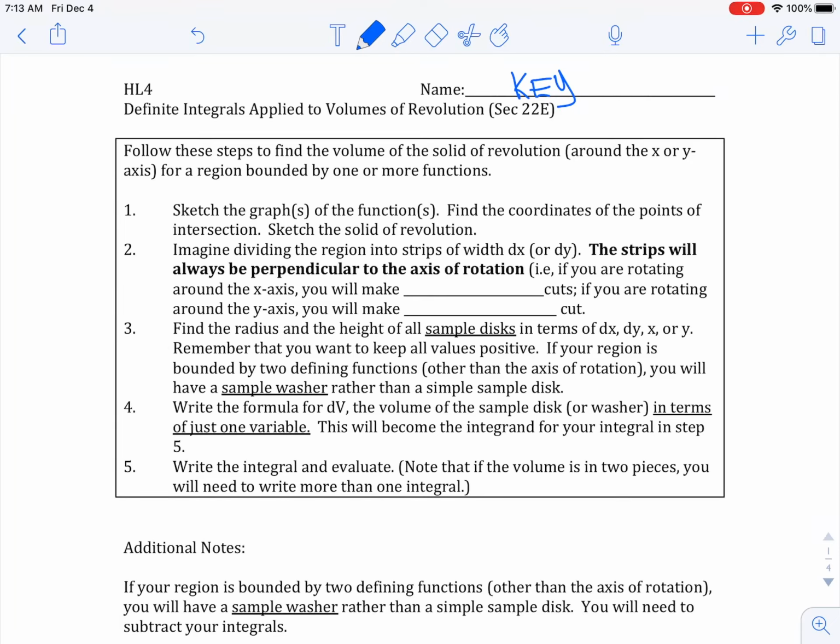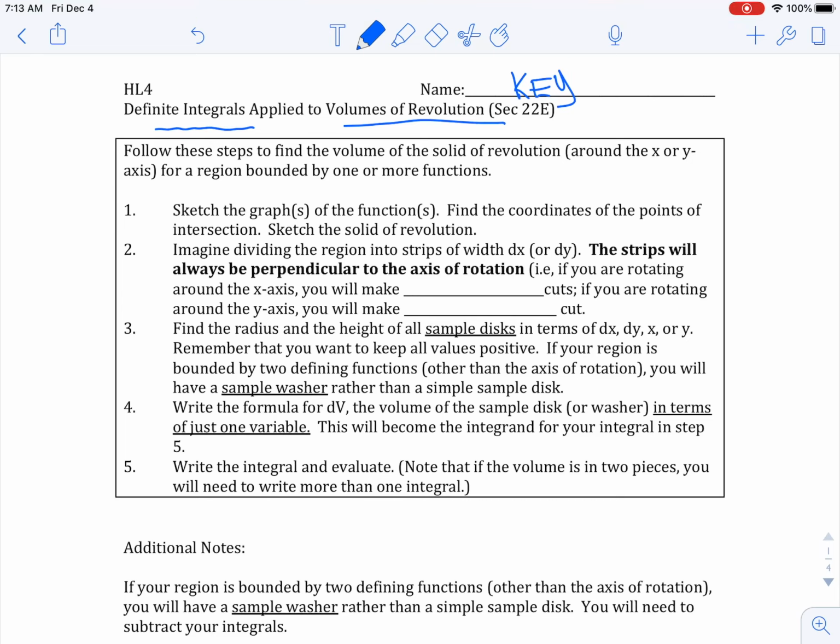Greetings, students. In this series of videos, we are going to be looking at using definite integrals to find volumes of revolution. I know it's taken us a while to get here, but I wanted to get to this lesson because several of you are doing this for your IA topics.